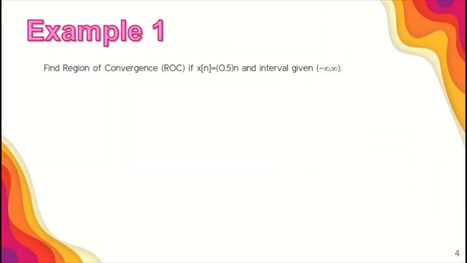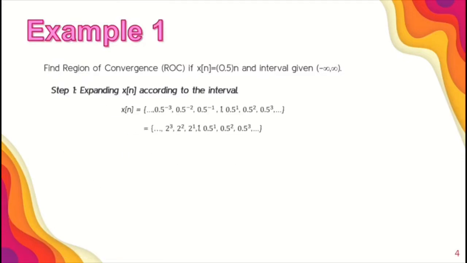Example 1. To find the region of convergence, ROC, if x(n) equals 0.5 to the power of n and the interval given is negative infinity to infinity. For step 1, we need to expand the x(n) according to the interval. So we substitute the values from negative infinity to infinity into x(n) equals 0.5 to the power of n. Hence the values we got on the slide.